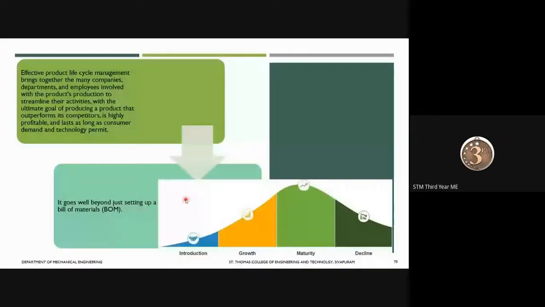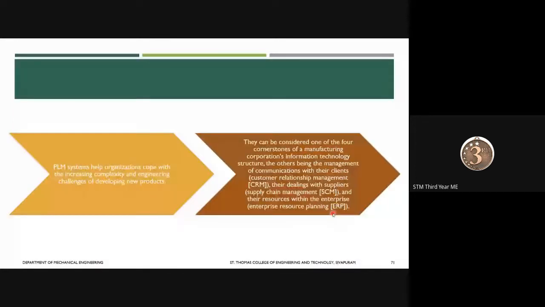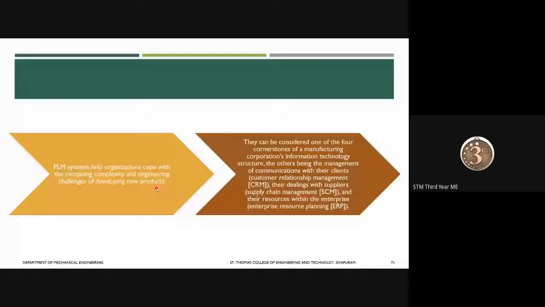It goes well beyond just setting up a bill of materials. So bill of materials we'll be learning later. So that time I'll explain. So these are the stages of product lifecycle. The PLM systems help organizations cope with increasing complexity and engineering elements of developing new products. So we are managing, or basically we are planning how the product life cycle is being determined.